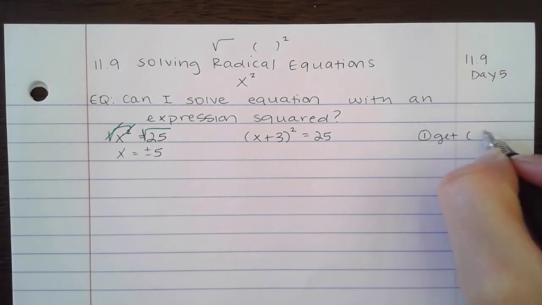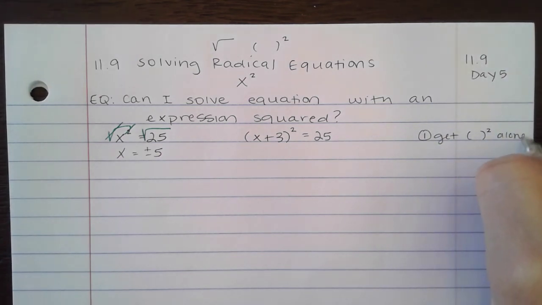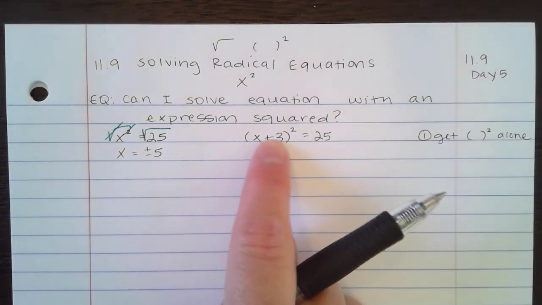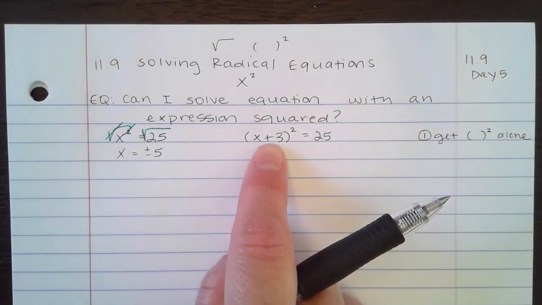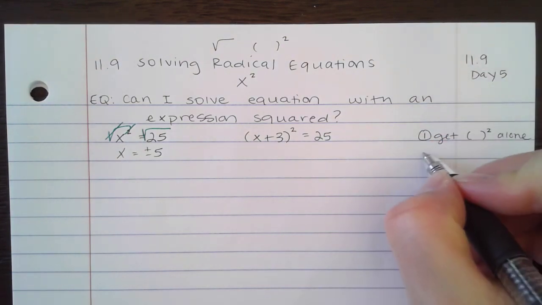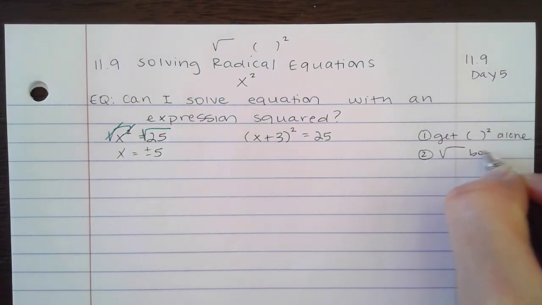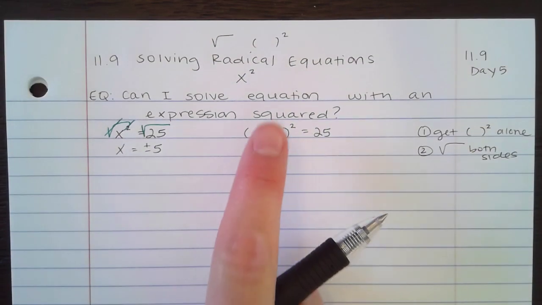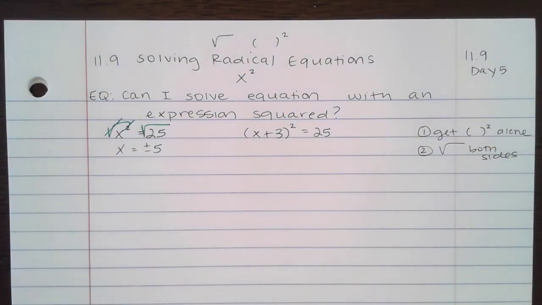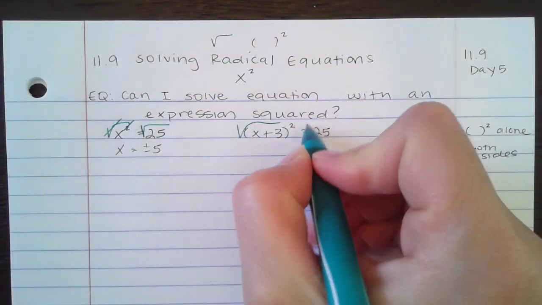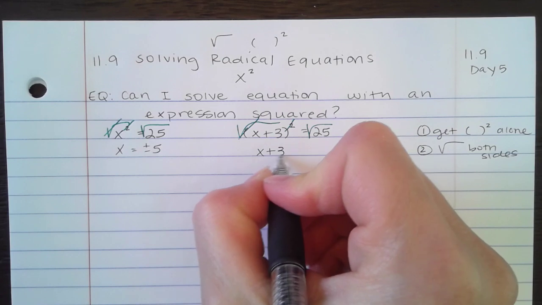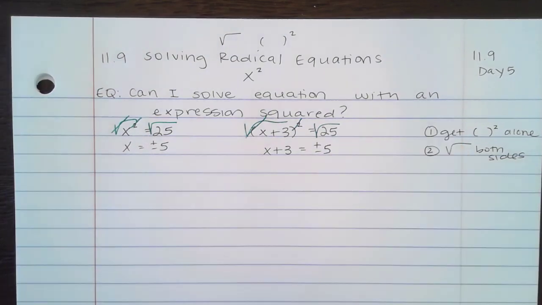You need to get whatever is being squared alone. Did you do that? Yes, it's all by itself. There's nothing else over there. You cannot subtract 3 right now. You need to square root both sides. Do not subtract 3. Did I say that again? Do not subtract 3. You need to square root both sides. That goes away. And you are left with x plus 3 is equal to plus or minus 5.